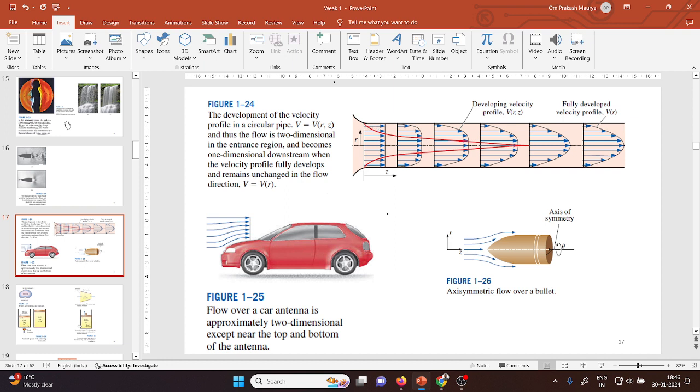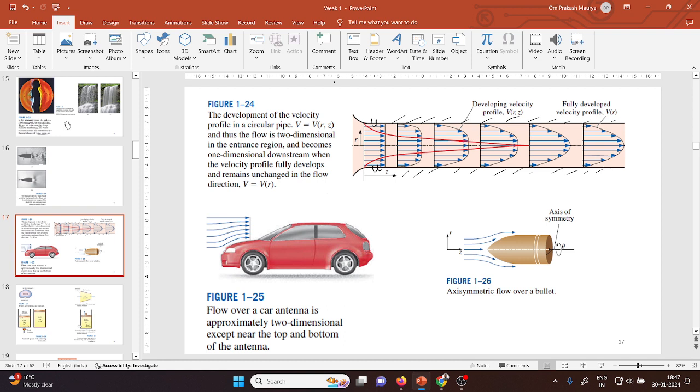So initially your velocity was uniform. Your velocity here was u, and here also your velocity was u. This is, just assume the condition. But after moving, these are solid walls. These are the solid walls. That is the friction walls, the wall having the friction.